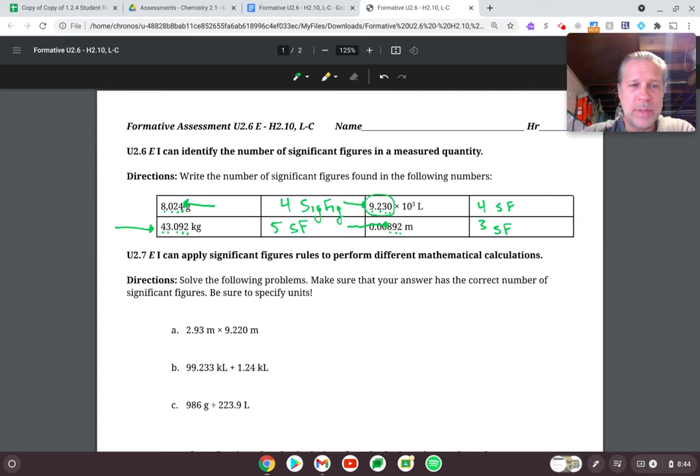I guess the big thing to remember is that if there's a decimal, draw a line or draw an arrow to the right. And if there's no decimal, draw an arrow coming in going to the left, and then count once you get to your non-zero digits.